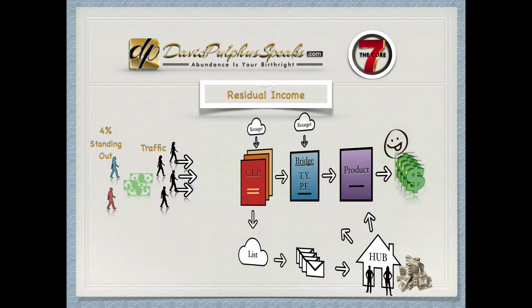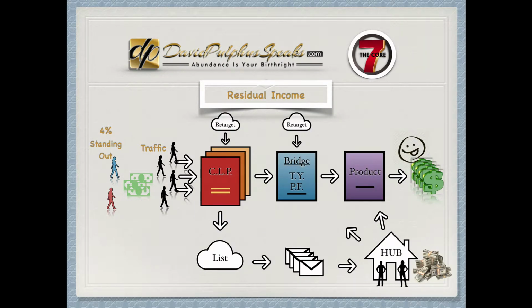Residual income. Now check it. This right here is your pipeline. This is your vehicle. This is what's going to get you from point A to point B. Not necessarily the quickest, but the most efficient in the long term. Remember, you want to play the long term game. You don't want to go for something that's quick.